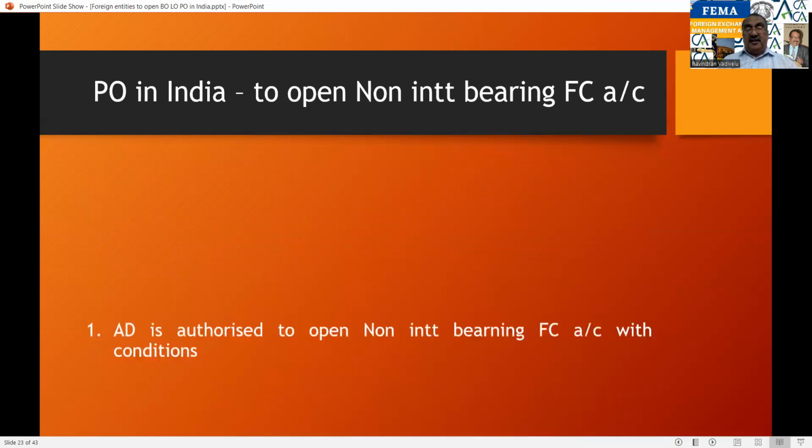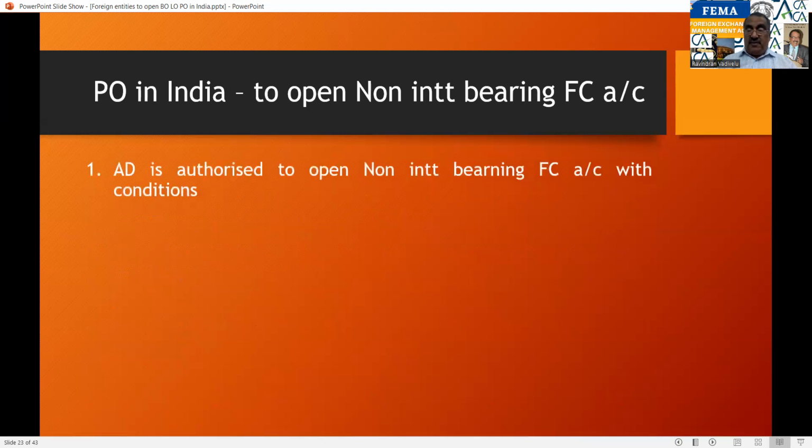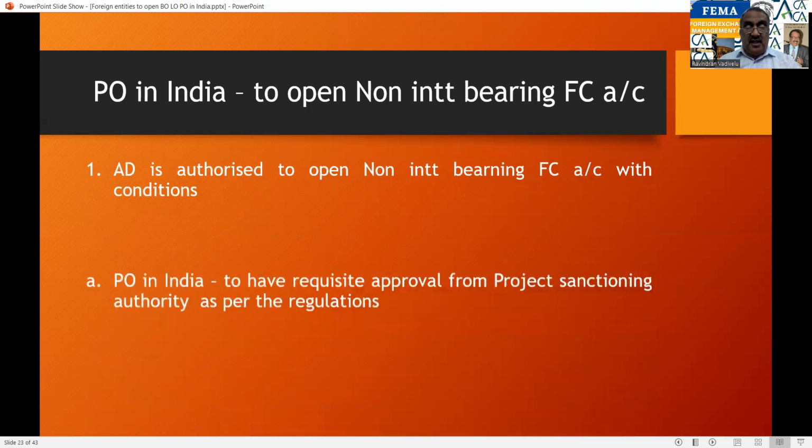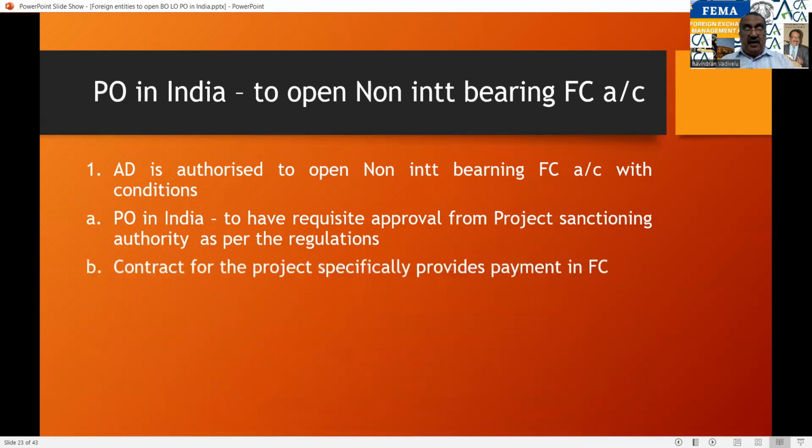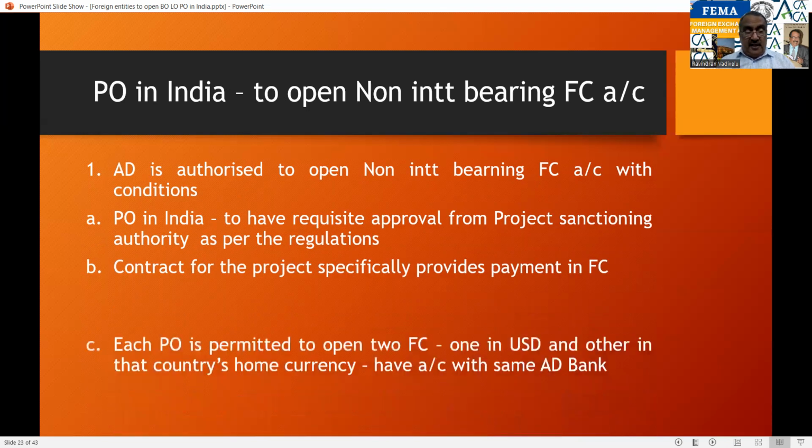Project office in India to open a non-interest bearing foreign currency account. That is, it is authorized to open a non-interest bearing foreign currency account with the following conditions. That is, the project office in India must have the requisite approval. So project sanction approval should be there. And the contract for the project should specifically provide for payment in foreign currency.